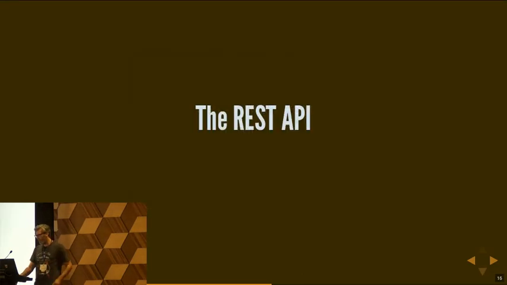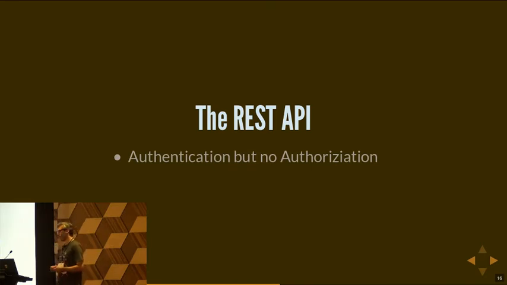So let's get our hands a little dirty with some examples. Let's start with the REST API. There are a few things to note about the REST API. First, it needs authentication, but it doesn't do authorization. So once you're in, you're in. You need a username and password, but then you have access to everything. You can delete everything and leave.